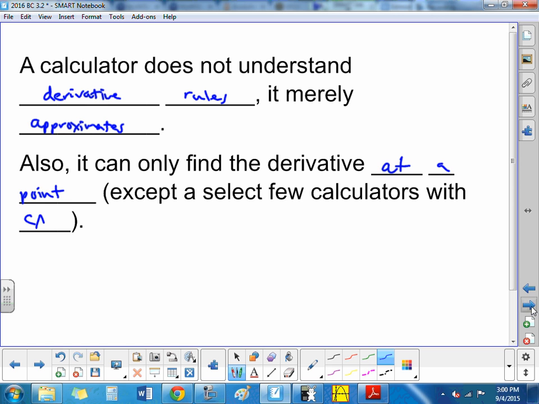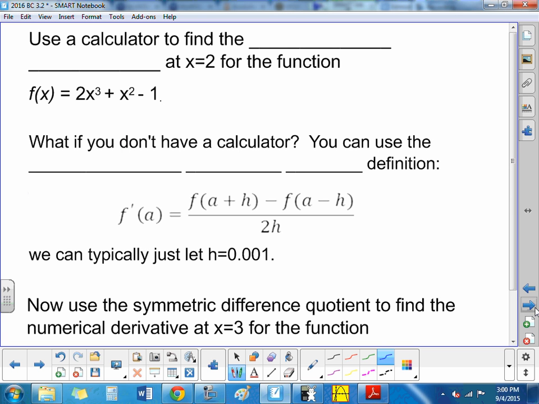There are a few calculators with a CAS chip, computer algebraic system, and those can actually find derivatives as expressions. As you know, the TI-89, if you type the derivative of x squared, it actually says 2x. And most calculators can't do that. We're going to use the calculator to find the numerical derivative. That just means it uses AROC as an approximation of IROC, at x equals 2 for the function 2x cubed plus x squared minus 1.